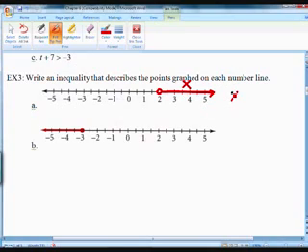How do you write that as an inequality? X is greater than 2. Why do I not put the or equal to? Because it's not shaded in. It starts at 2, and it's all things bigger than that, but it doesn't shade 2 in.